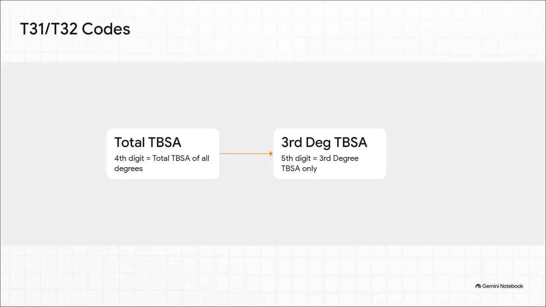Once you've got those percentages from the provider's documentation, building your T31 or T32 code is a two-step process. Step 1. The fourth character of the code reports the total surface area involved across all degrees of burns combined.